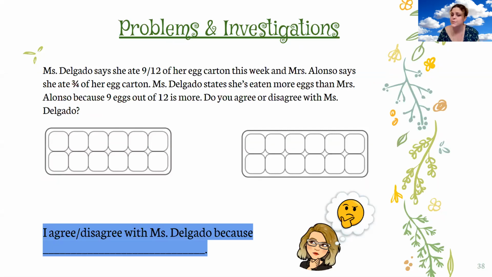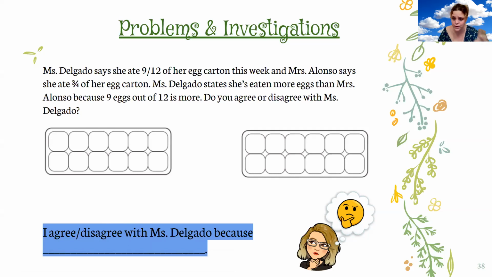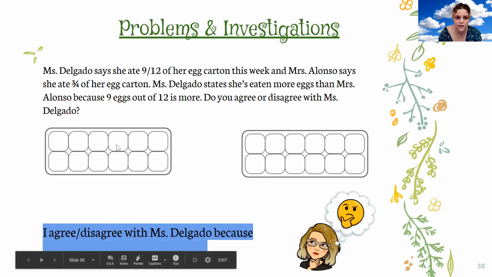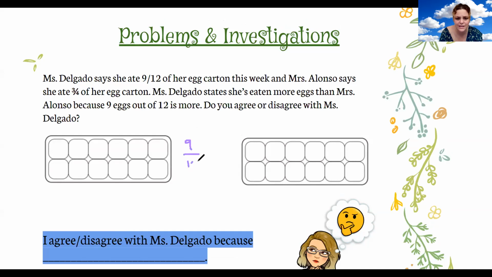I agree or disagree with Ms. Delgado because, so I do want you to write the statement that is highlighted in blue. And of course, I'm going to ask you to figure out what 3/4 looks like with this egg carton and represent 9/12. On this one, you're going to represent 9/12. She's saying she ate 9 eggs out of the 12. And then Mrs. Alonso says she ate 3/4 of her egg carton. What is that going to look like? Try it. It might be a little difficult, but I want you to try it.